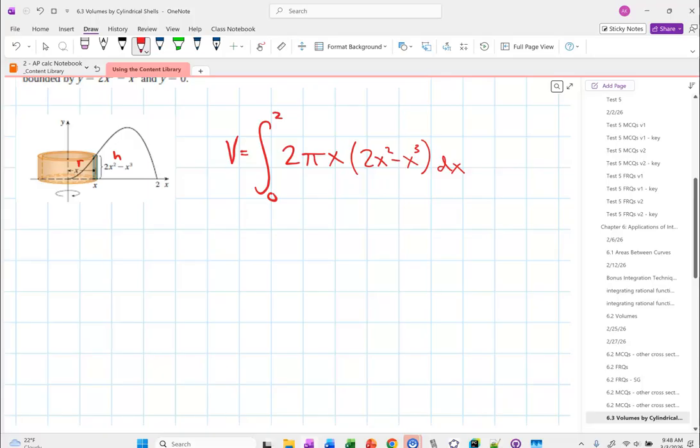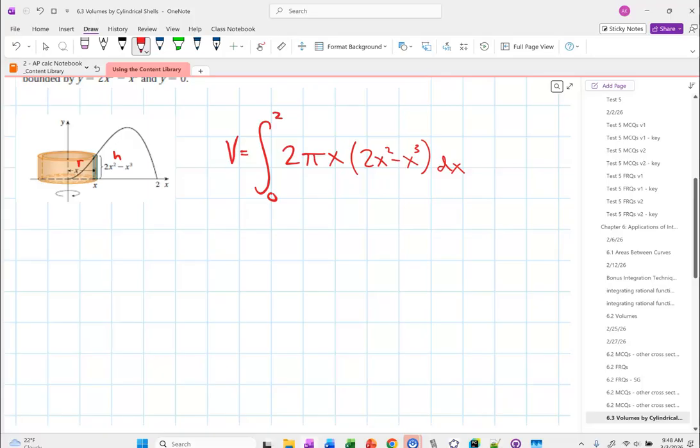Okay, and we'll do some practice here. Part of your 6-3 or your virtual day assignment is to do some practice where here are some situations that are all mixed up, volume or shell, right? Because that becomes the hard part. Should I do disk or shell or washer? What am I doing here?